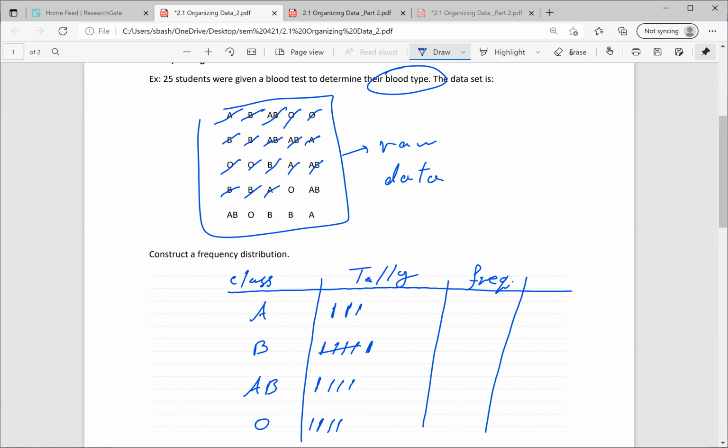Then I try to create another set. Now I have A, 1 A, 1 O. So this is one set for the type O. AB also, this is one set. Each set consists of 5 bars. This is just to make it easier to count, because we need to count these tallies at the end. Another AB, so it will be 1 bar. O, there is 1. I have 1 B, another B, and 1 A.